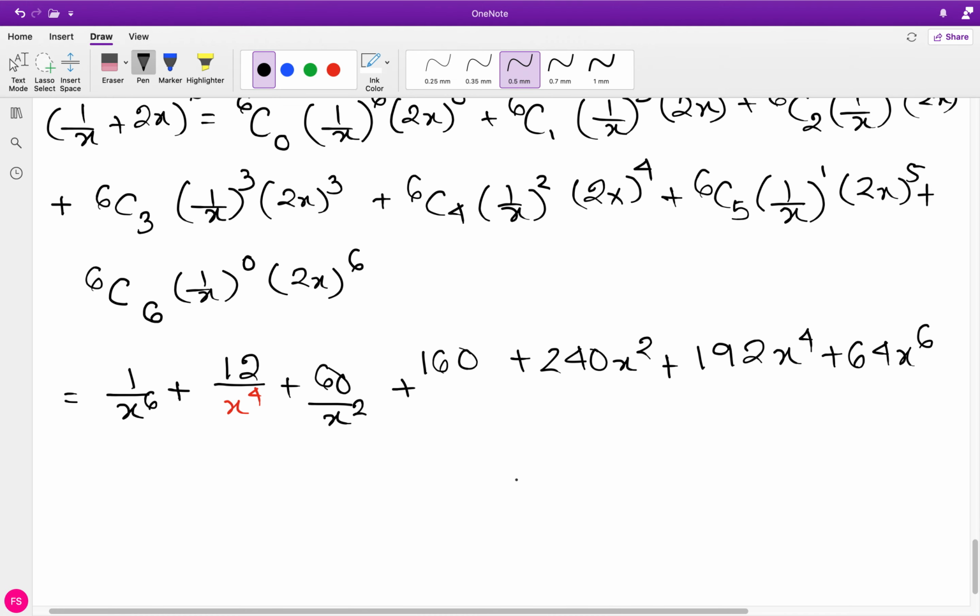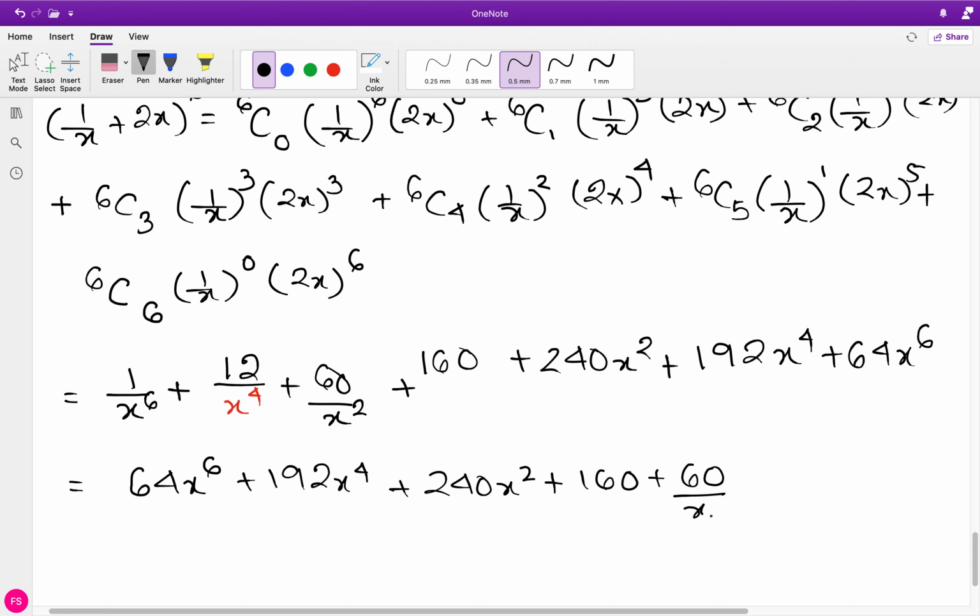Now that I have all the terms, I'm going to arrange it accordingly. So 64 x to the power of 6 plus 192 x to the power of 4 plus 240 x squared plus 160 plus 60 over x squared plus 12 over x to the power of 4, and the last term is 1 over x to the power of 6. I've just arranged it in descending order.